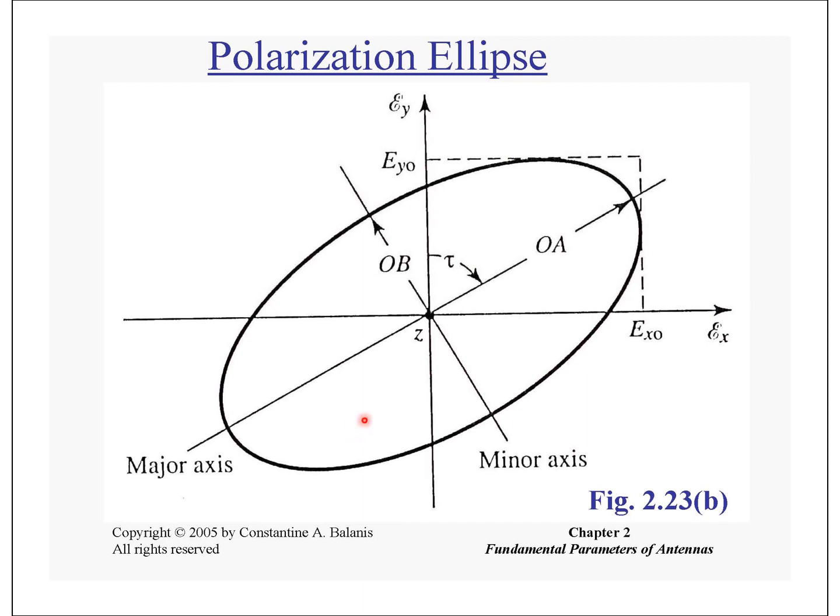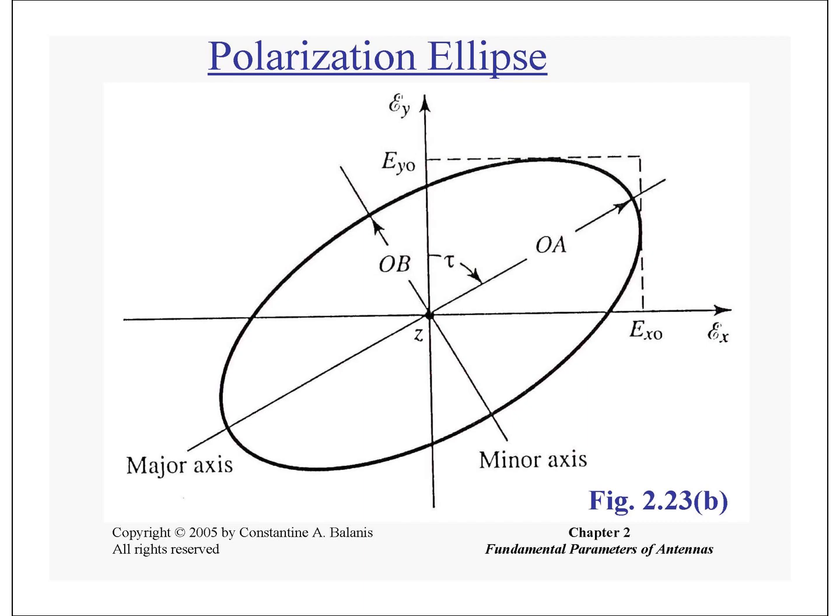Here is the polarization ellipse. The polarization ellipse is plotted, and you see the minor axis. OA is the minor axis of the polarization ellipse, and OA is the major axis of the polarization ellipse. Ex is plotted along the x-axis, and the maximum value of Ex is Ex0. Similarly, Ey is plotted along the y-axis, and the maximum value is Ey0. And the tilt angle is the angle of the major axis relative to the y coordinate. That is the tilt angle of the polarization ellipse.